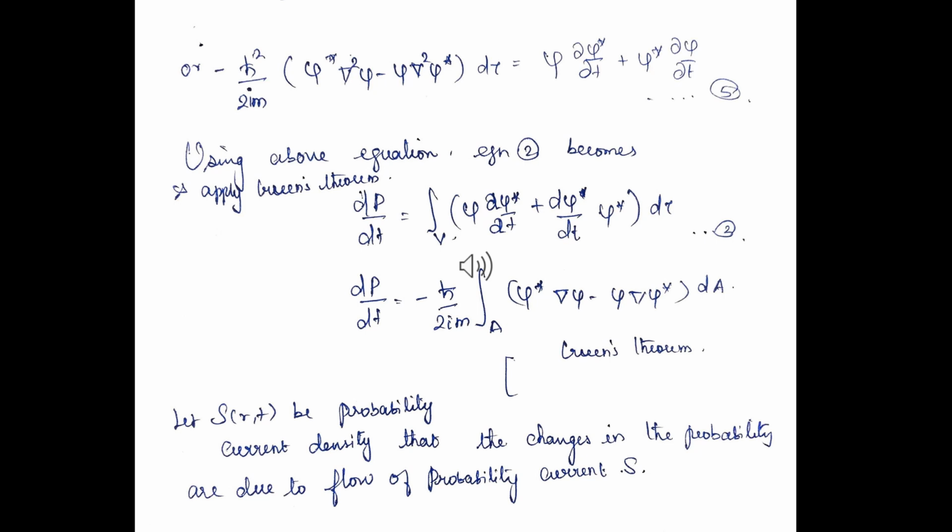Let S of r comma t be the probability current density. The changes in the probability are due to the flow of probability current S. So this is the reasonable interpretation given for S of r comma t. Hence the changes in the probability are absolutely because of the flow of particles. So now it resembles the equation of continuity in hydrodynamics.